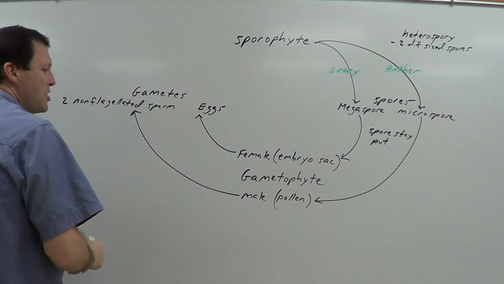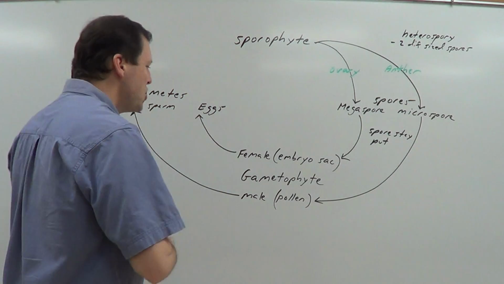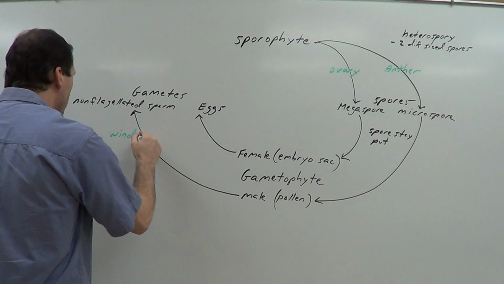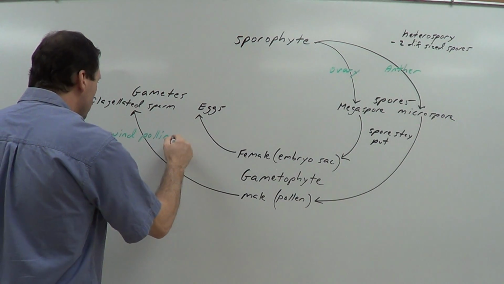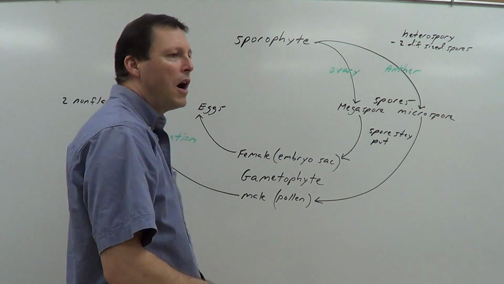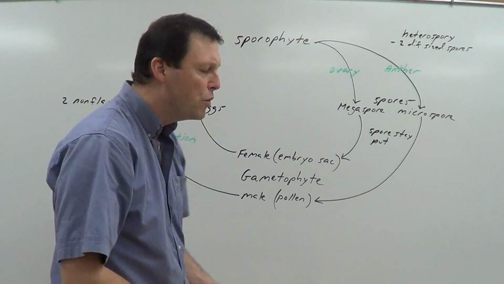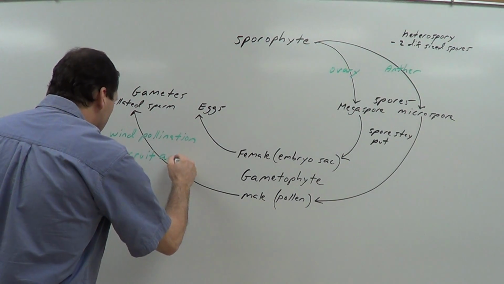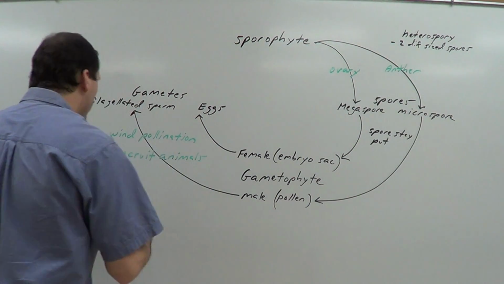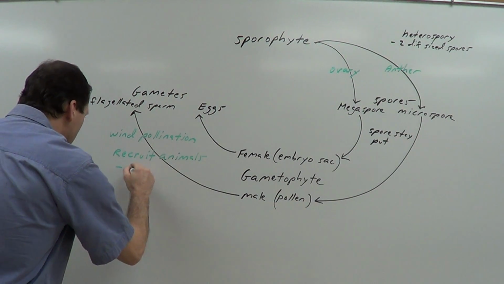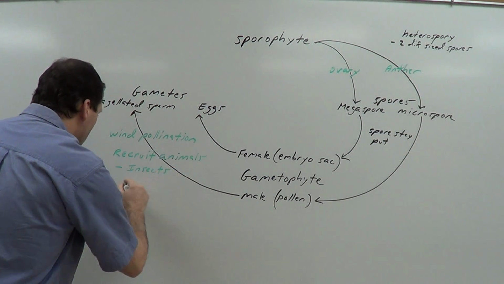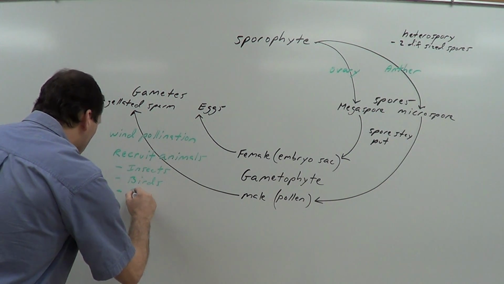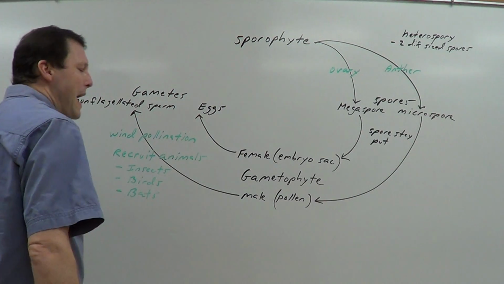Now the pollen is going to get dispersed in two different ways here. Some angiosperms stick with the wind pollination. Others are going to take a more efficient route and recruit the animals. So we'll write recruit animals. So who are we going to recruit? We're going to recruit the insects. We're going to recruit the birds. And believe it or not, we're going to recruit the bats.